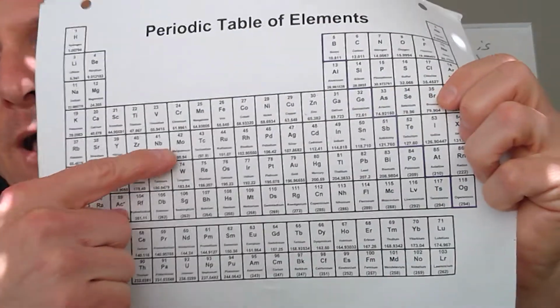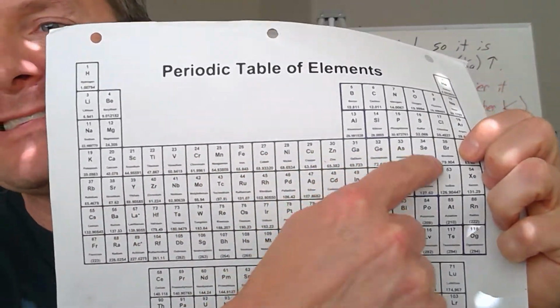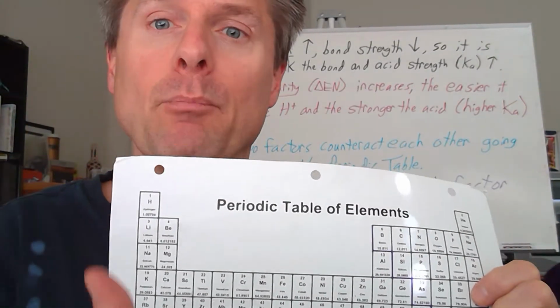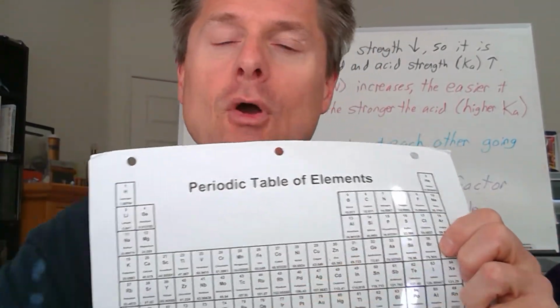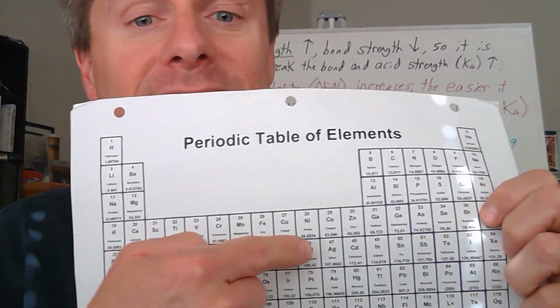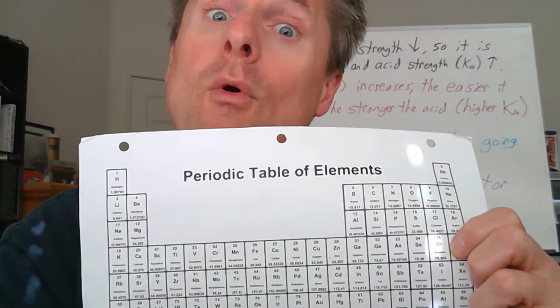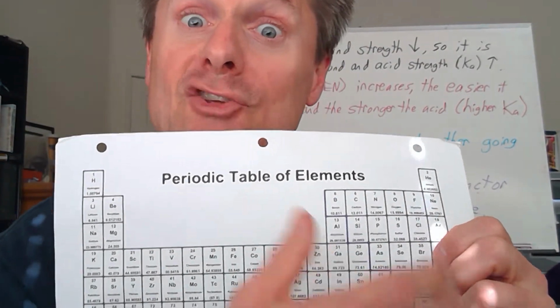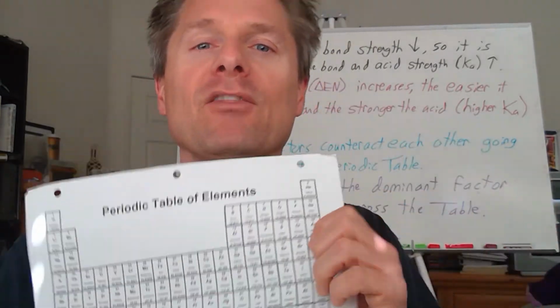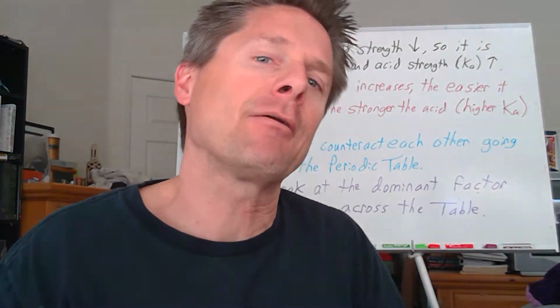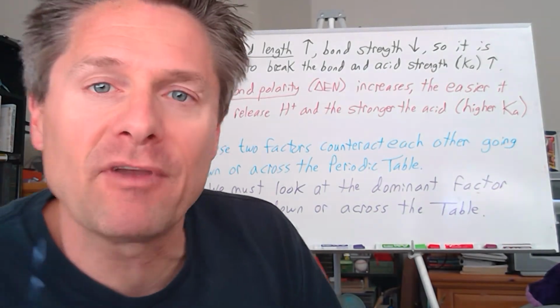Same thing going across, right? When you go across, atom size is getting smaller, so the bond length is decreasing. So the acids should be getting weaker as you go across, but as you go across, the electronegativity is going up. So it's more of a polar bond, so it should make it a stronger acid. So it's stronger polarity-wise, but weaker bond length-wise. Again, they compete, they counteract. How are we supposed to figure this out?